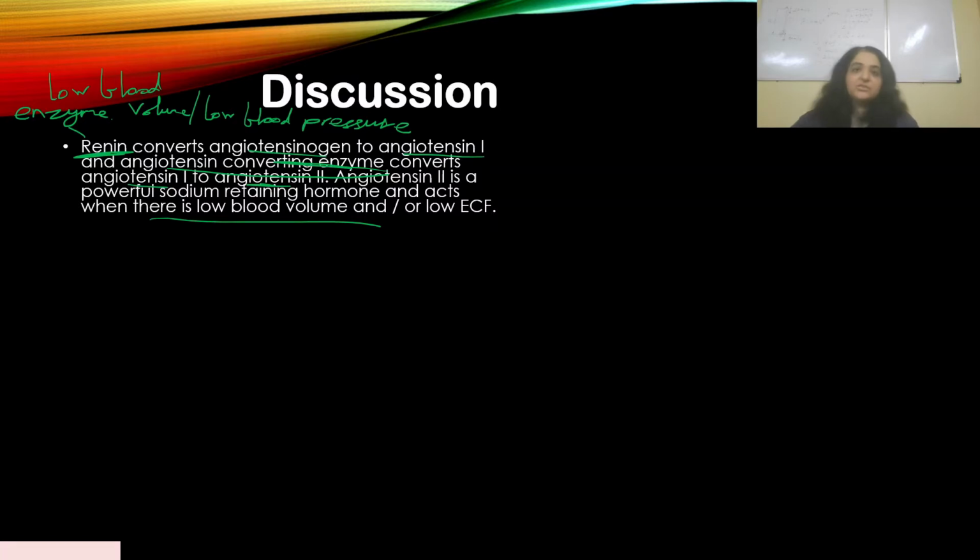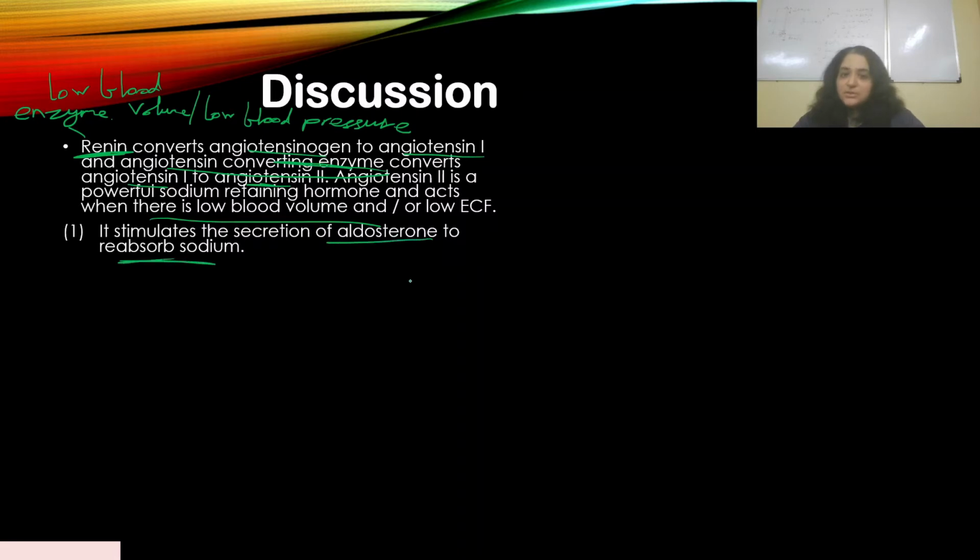Also, it directly acts on all the tubules, the PCT, the DCT. It stimulates the secretion of aldosterone to reabsorb sodium. Like I've already explained, aldosterone works on the principal cells in the DCT and the collecting tubules, through the sodium potassium pump. Sodium is removed out, and it makes the tubule luminal side more permeable to sodium. So this is one of the functions of angiotensin 2.